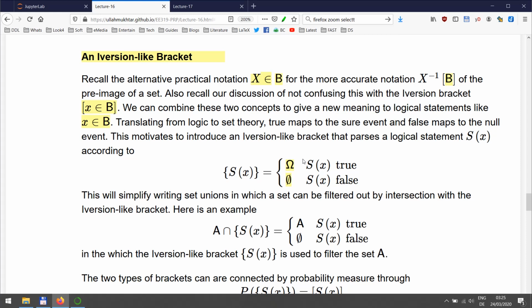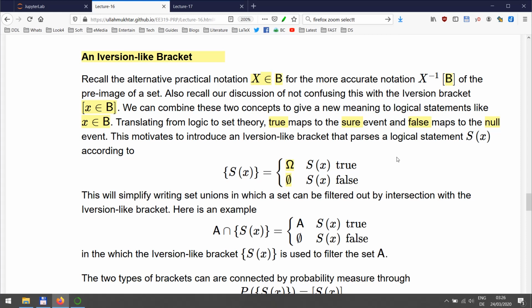Remember, if you want to have a correspondence between logic and set theory, in logic you say something is true or false, and in set theory you have sets. So okay, the true definitely corresponds to the full sample space or the sure event. So remember, the true corresponds to the full sample space and the false corresponds to the null event or the impossible event.